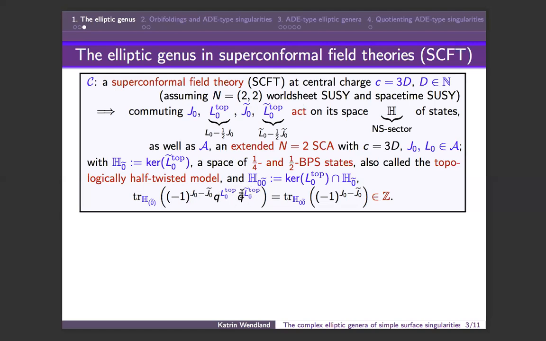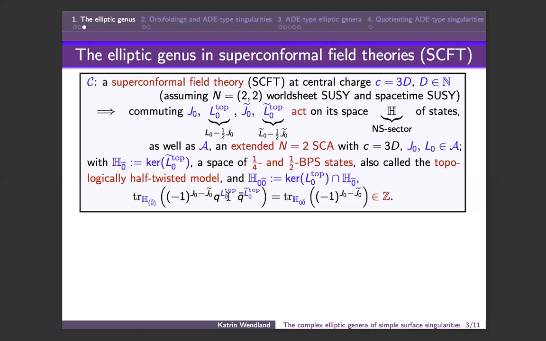So let's focus on Q bar. Imagine that we have one common eigenvector which contributes here. This eigenvalue with respect to L0 tilde top is non-zero. Then, due to the supersymmetry, that eigenvector will come with a superpartner that has the same quantum numbers over here, but contributes with the opposite sign over here. So the contribution from these.